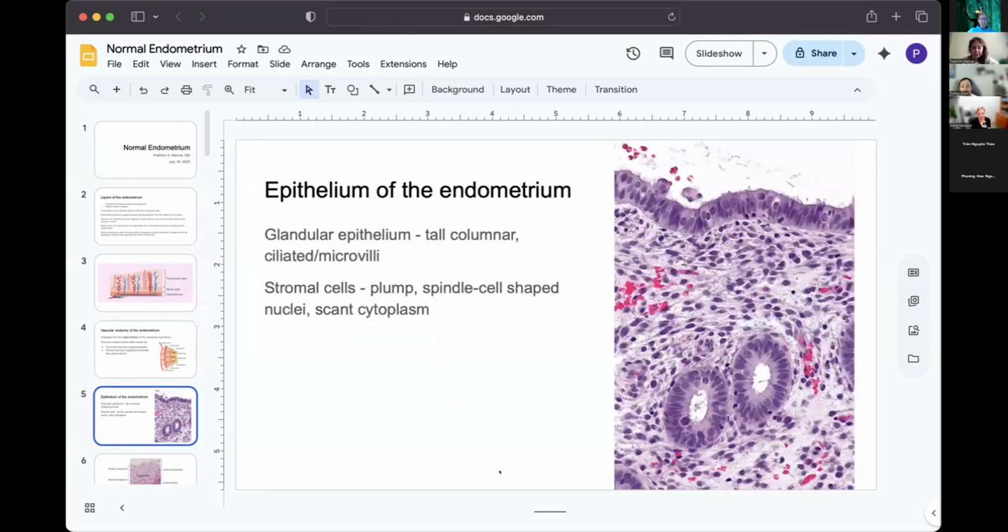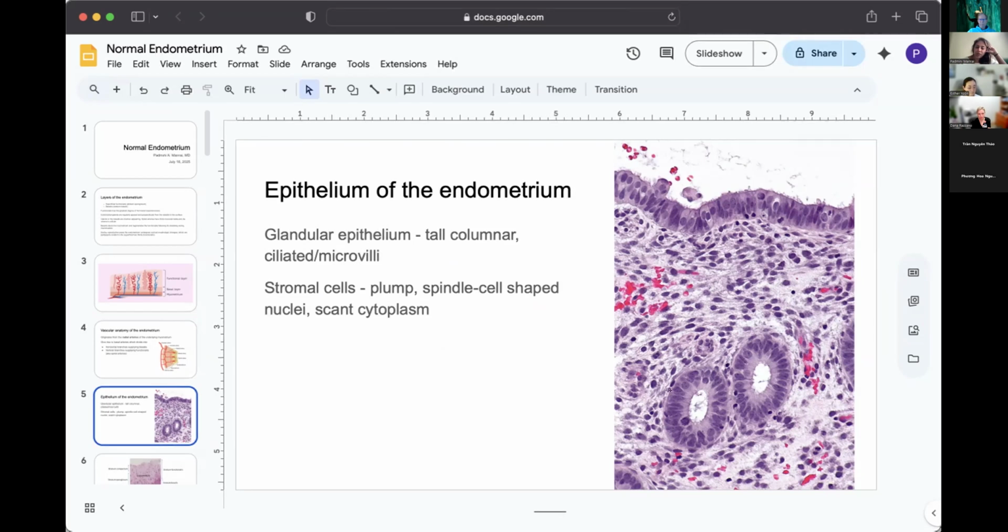So normal endometrium, you have glands and you have stroma. The glands are usually tall columnar. They can be ciliated, have microvilli. That's normal. You can see here there's a ciliated surface to it. It doesn't have to always have that. And then the stroma is filled with these plump spindle cells that have scant cytoplasm to them.